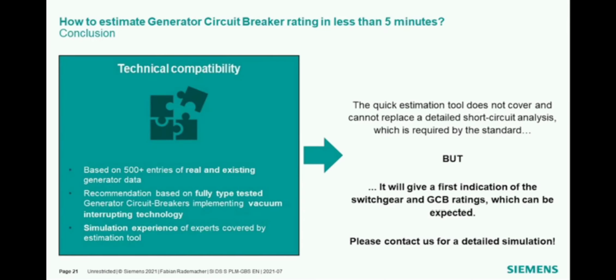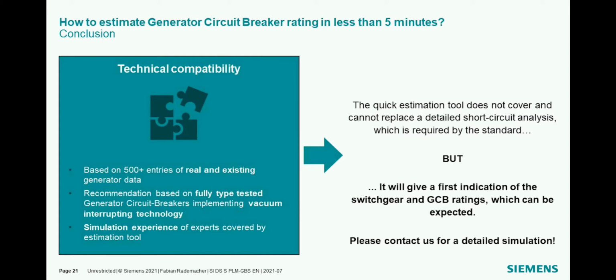The estimation tool has technical compatibility with more than 500 entries of real and existing generator data, and it gets more and more every day. So the recommendation you get from this estimation tool is based on fully type-tested circuit breaker solutions and GBS solutions implementing vacuum interrupting technology. And it also covers the simulation experience we have gained over the last multiple years.